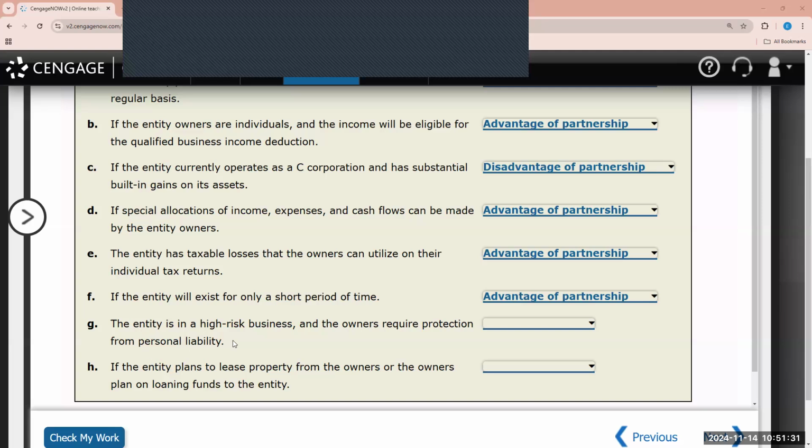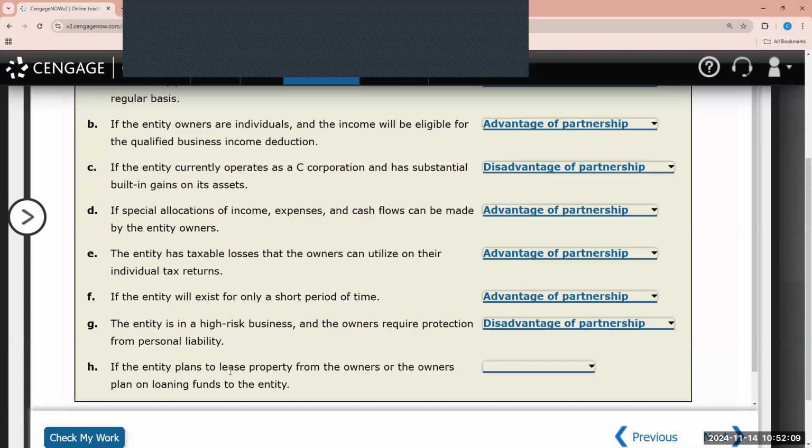Next, for G, we have if the entity is in a high-risk business and the owners require protection from personal liability, we know that this is definitely a disadvantage of a partnership, especially with a general partnership, because if the partnership doesn't have any money, the creditors can come after the partners and hold them liable. Unless, of course, they decide to set up as an LLC, a multi-member LLC, then that helps to provide a bit of protection for the partners.